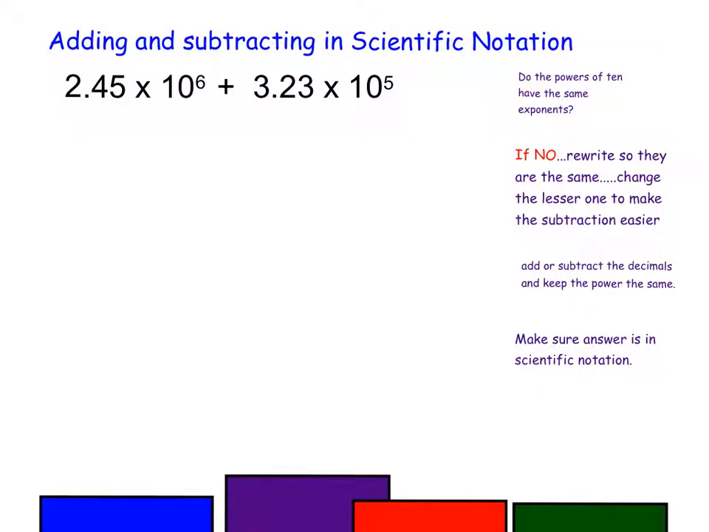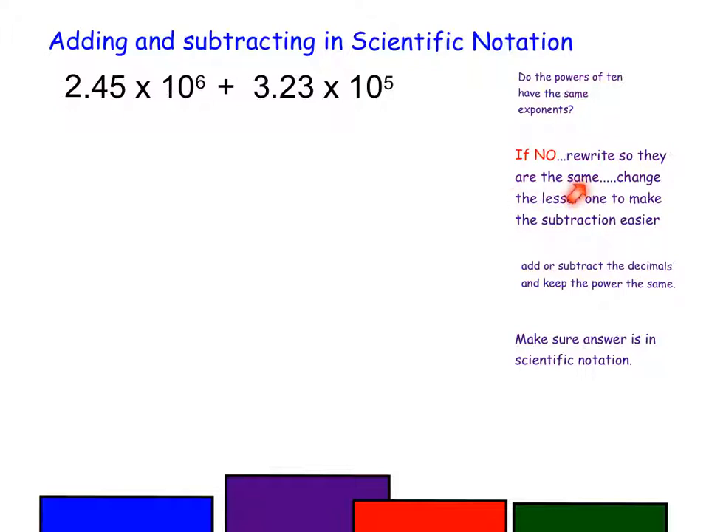Alright, this one is a little trickier. Now we're going to follow a different path on the flow chart. Do the powers of 10 have the same exponent? Here's a 5, here's a 6. So no. So now you follow the flow chart side that has a no. If no, you need to rewrite them so they are the same.